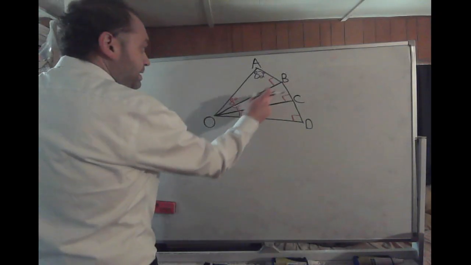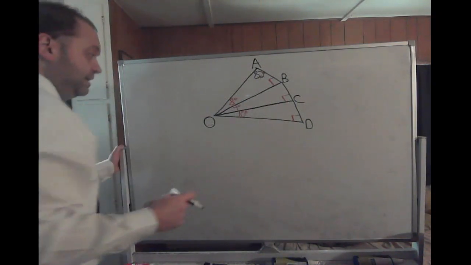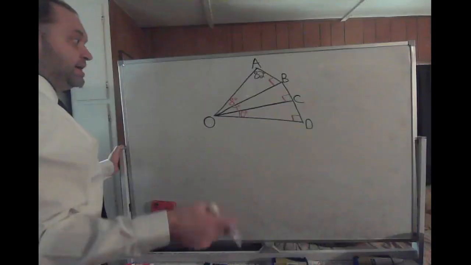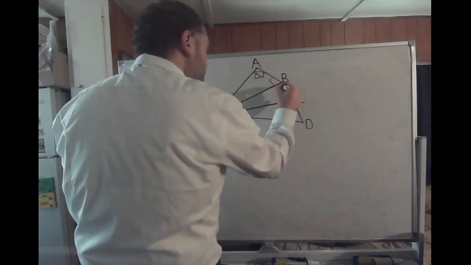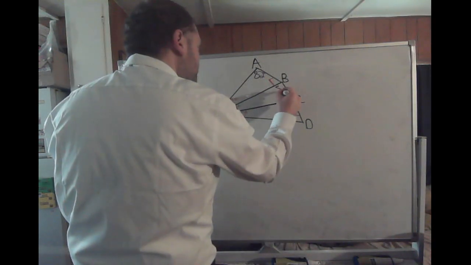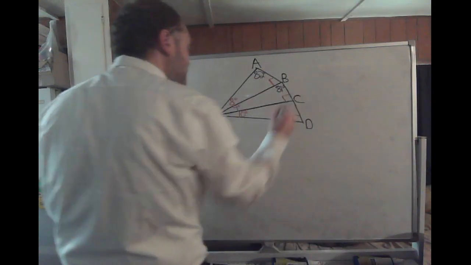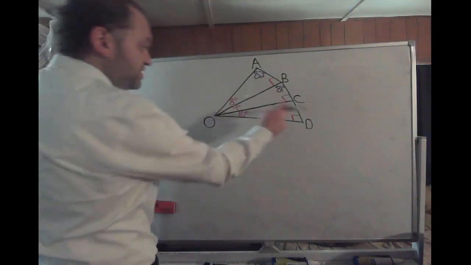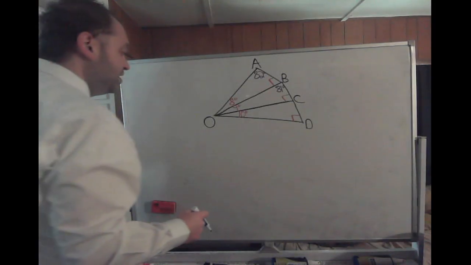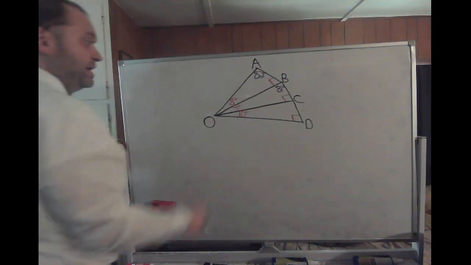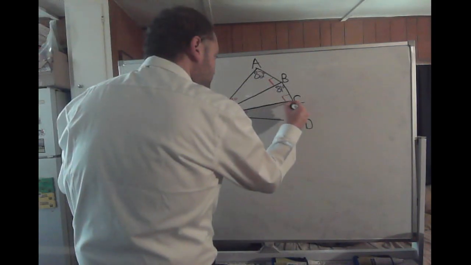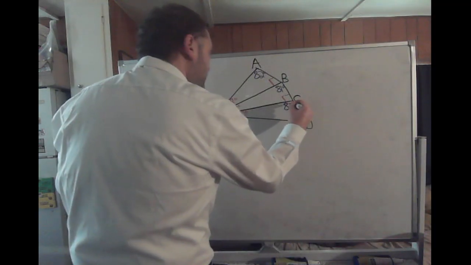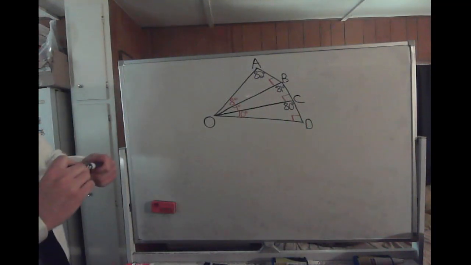Angle OBC would be 90 minus 9. This would be 81 degrees. And then the measure of angle OCD would be 90 minus 10, which would be 80 degrees. Now we actually have something we can work with.